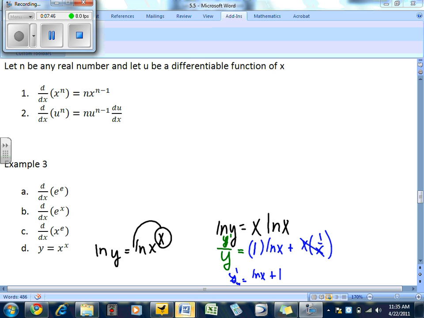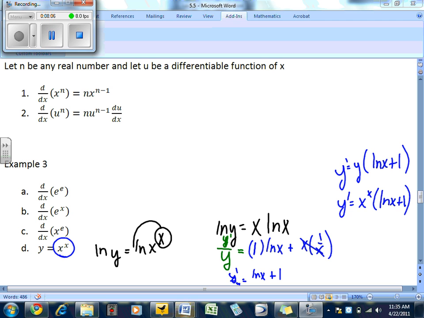We can move our y over, remember from doing this a couple sections ago, so we have y prime equals y times natural log of x plus 1, and we already know what y equals way over here. y equals x to the x power, so y prime equals x to the x times natural log of x plus 1. So if we have an exponent of x, we've got to do something different. So we've got to use natural log differentiation.